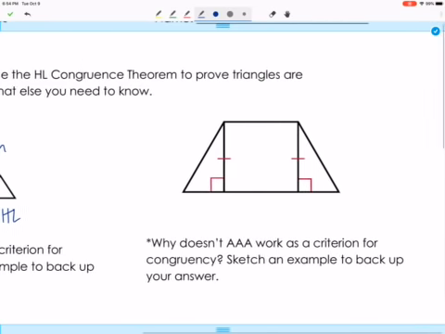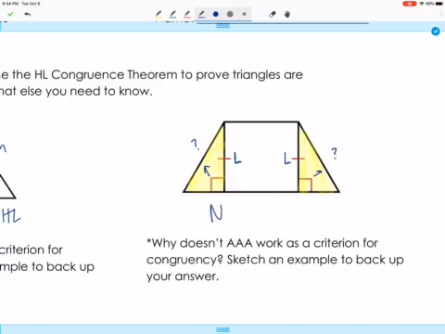All right, for this one, I noticed that we do have right triangles kind of built on the side of this square. We do currently know two legs are the same, but we're missing whether or not the two hypotenuses are the same. So no, this is not enough information. We would need to know that the hypotenuse sides are congruent before we could actually say HL.